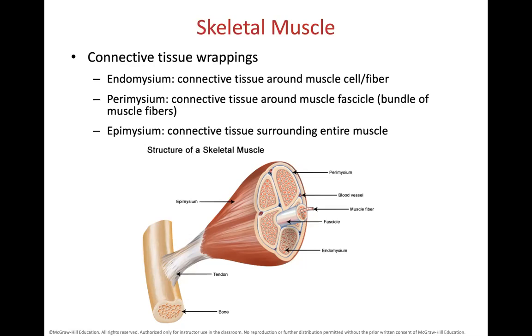And then finally, the endomysium is just the connective tissue wrapping around one muscle cell or muscle fiber. So here you can see the endomysium around one of those cells in one of those fascicles right there. Okay. So that's how we hold all of this complicated structural hierarchy together through those connective tissue wrappings.